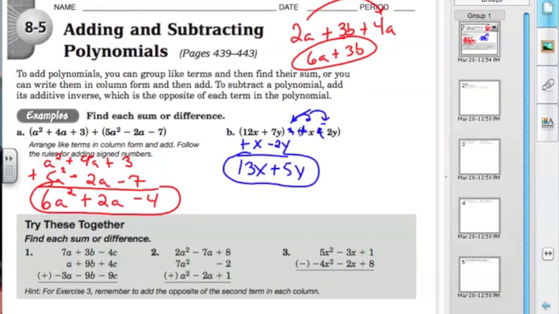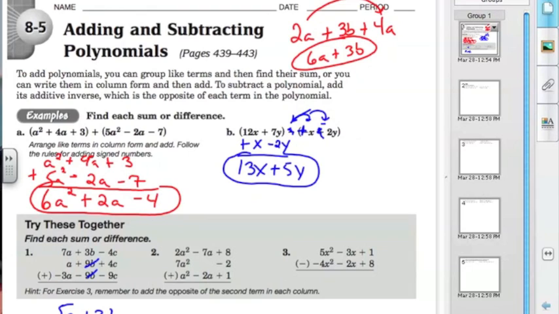I have 7a plus a, but I'm going to lose 3a. So 7 and 1 gives me 8. I lose 3. So let's see, that's going to give me 5a. So now I look at my b's column. Look at this. I have an inverse right here. I have 9b minus 9b, so those cancel out. I'm left with positive 3b.